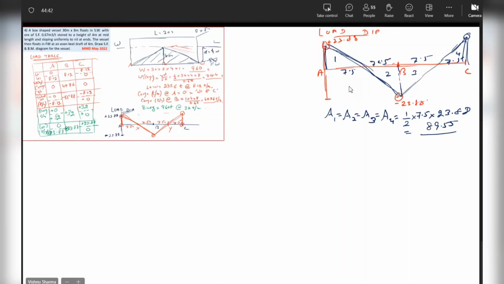Now we make the SF table. Obviously, beta, we have to take the 3 points A, B, C, and additionally the points where the load diagram is cutting the x-axis. So we have to include these 2 points more. So now we'll make the SF table for 5 points.